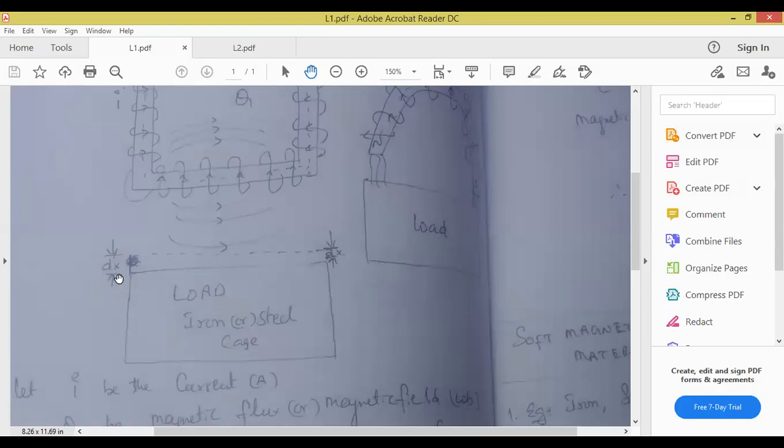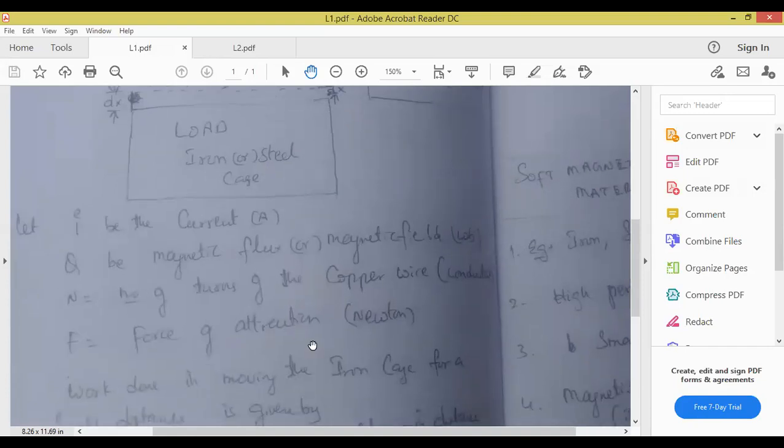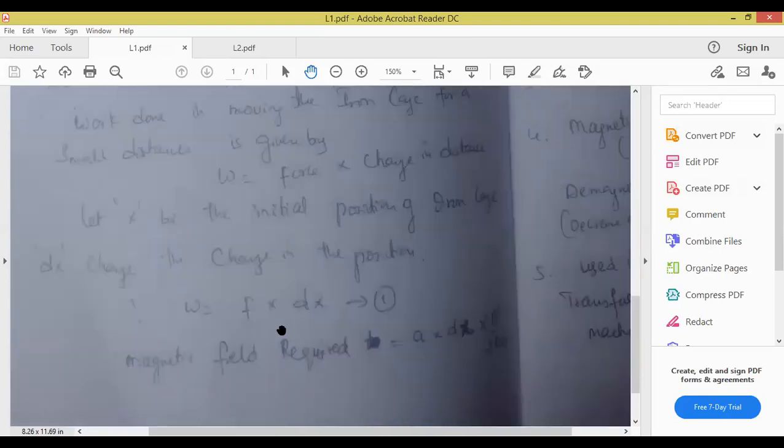Change dx. Let us assume the initial position is x, and the change in position is dx. So how to explain this in the examination? Let I be the current, B the magnetic field, and force be the attraction force between the magnet and the iron cage, not the gravitational force. Now work done, because the iron cage is moving from one place to another. Work done is equal to force into change in distance, F into dx.